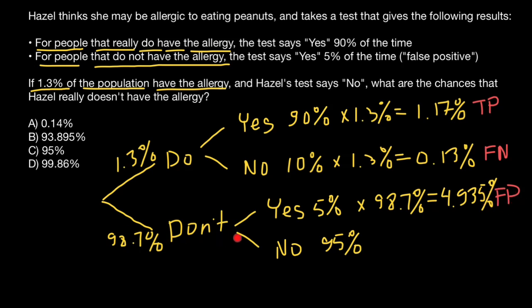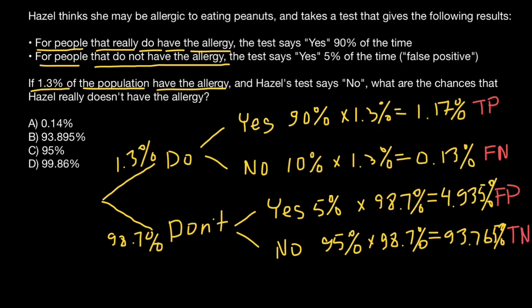And the last category, people who don't have allergy and the test shows correctly that they do not have allergy. So we have to multiply by 98.7%, and we are going to get 93.765%. And this is going to be those who don't have allergy, so they are true negative.